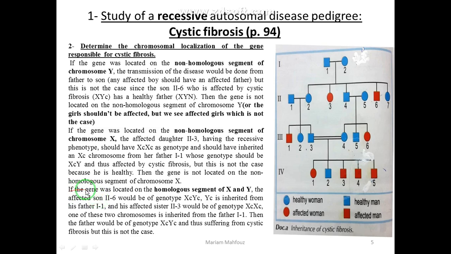فاذا الانسر بهالشكل if the gene was located on the homologous segment of X and Y the affected son 2-6 هيدا اللي عم بحكي عنه would be of genotype XCYC. YC is inherited from his father 1-1 and his affected sister 2-3 مثل ما شايفين would be of genotype XC. One of these two chromosomes is inherited from the father 1-1, then the father would have a genotype XCYC and thus suffering from cystic fibrosis. But this is not true, he is healthy, which is not the case. لاحظتوا عم نقول هالشيء هيك.